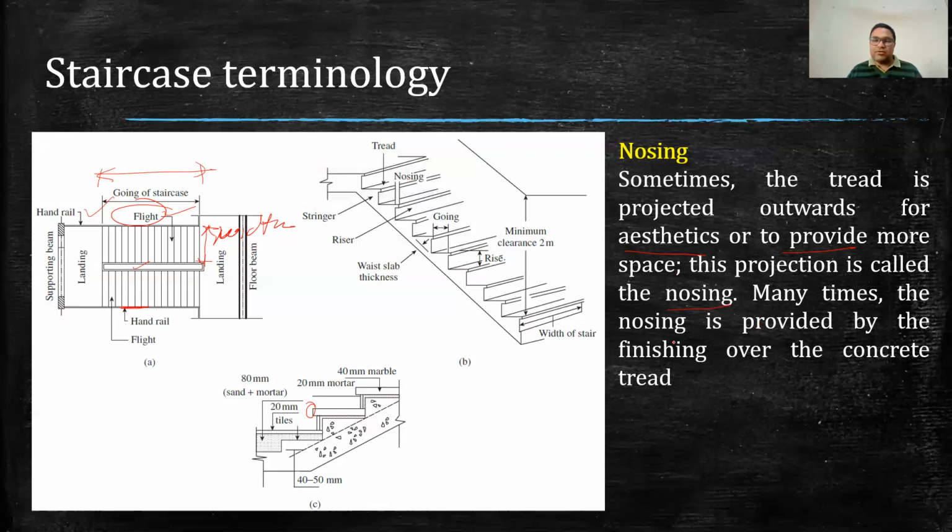And many times, like in this detailing, you can see this upper portion is basically marble. So the nosing is formed in the form of marble. In that case, you can see that this is the extension part of the marble, and this part is known as the nosing.